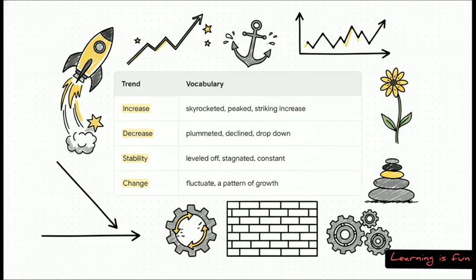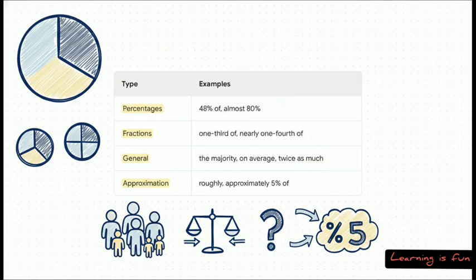Instead of it went down, you could say it plummeted or declined. And if something just stays the same, well, it leveled off or stagnated. See? These words paint a much clearer picture for your reader. And talking about numbers doesn't have to be boring or repetitive.